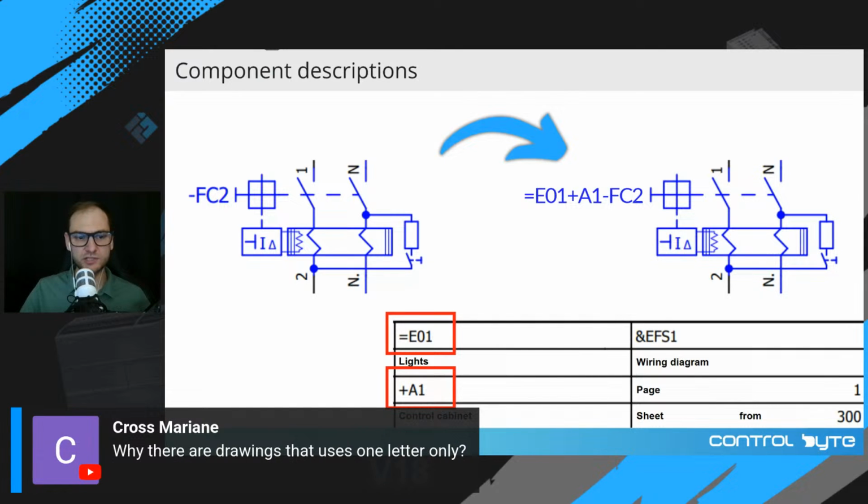We have a question from Cross Marianne. Why are there drawings that use only one letter? Could you explain your question, because I'm a little bit confused? We'll answer this in a minute.